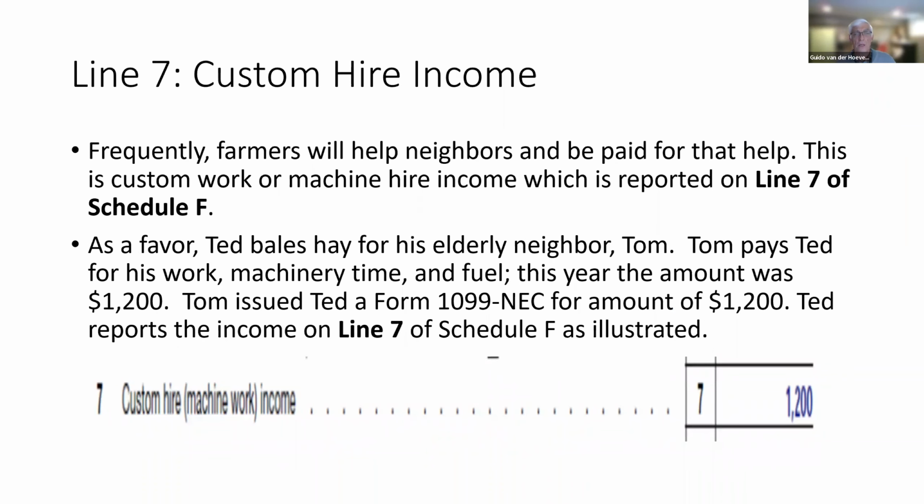Custom hire. So as I said earlier, sometimes farmers are going to help their neighbors. Here's the case of Ted. He helps his elderly neighbor, Tom. Tom pays him for his work, and he pays him $1,200. Tom issues him a 1099 NEC, non-employee comp, for the $1,200. Ted's going to report that on his Schedule F. He doesn't do this all the time, and he's just being a nice neighborly fellow. So he puts it on line 7, as you can see there, for his machine work, $1,200.